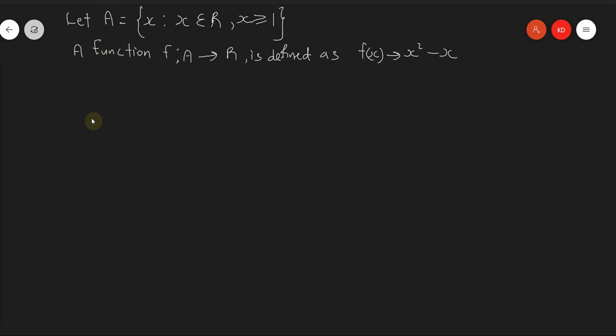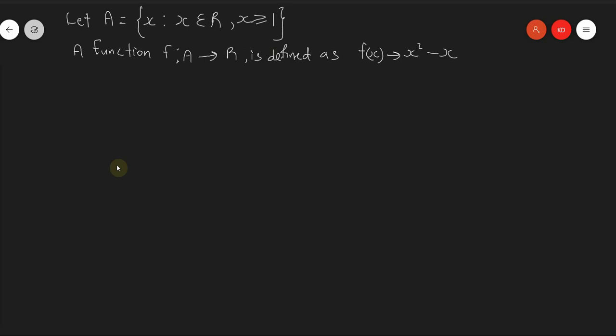So for this problem, it says that x is mapped onto the set of real values. That simply means x is a real number, and this is a constraint: x is greater than or equal to 1. And it says a function is mapped onto the set of real numbers, defined as f of x equal to x squared minus x.